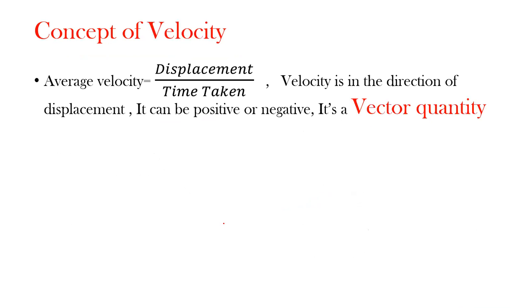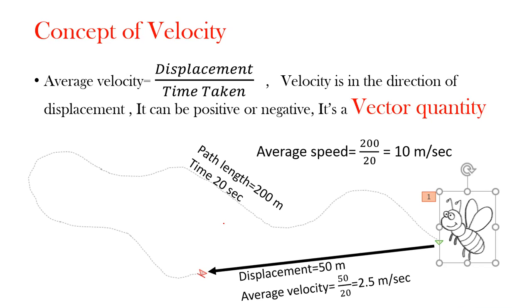While velocity is in a particular direction. So velocity is nothing but displacement divided by time taken. So velocity has a direction. It can be positive, negative, or even zero, and it's a vector quantity. So you can see over here, displacement is only 50 meters. The average velocity is going to be only 2.5 and not the 10. So velocity is directed, velocity is in a particular direction, and it is displacement in a particular time.